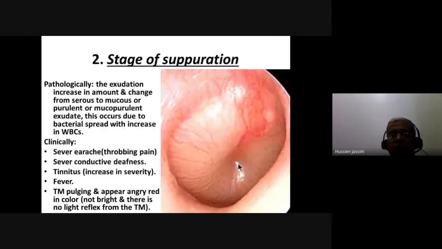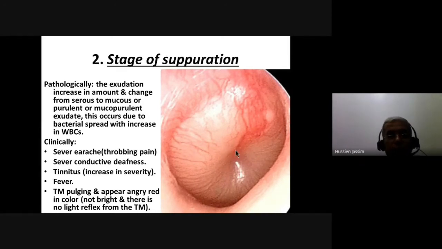Now, the second stage, when the mucopus increases in amount and fills the whole middle ear cavity and then causes pressure on the tympanic membrane. We will have tympanic membrane bulging, as in this picture, and you can see the scattering of the light reflex. See the light reflex is abnormal, of course, with these prominent blood vessels.